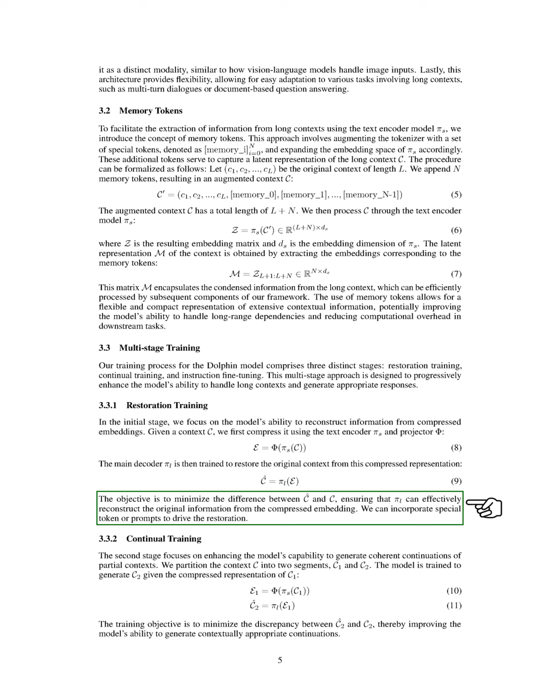In the continual training stage, we enhance the model's ability to generate coherent continuations of partial contexts. We split the context into two parts and train the model to generate the second part based on the compressed representation of the first.